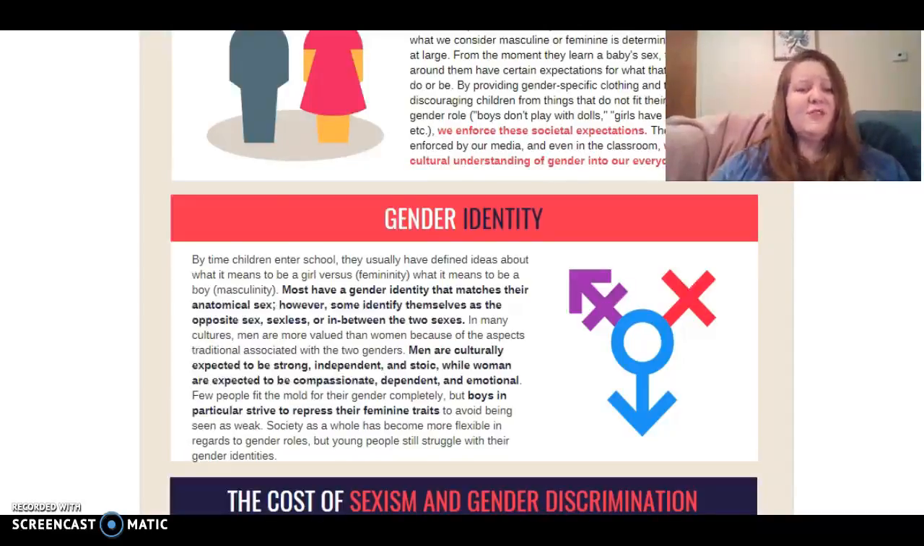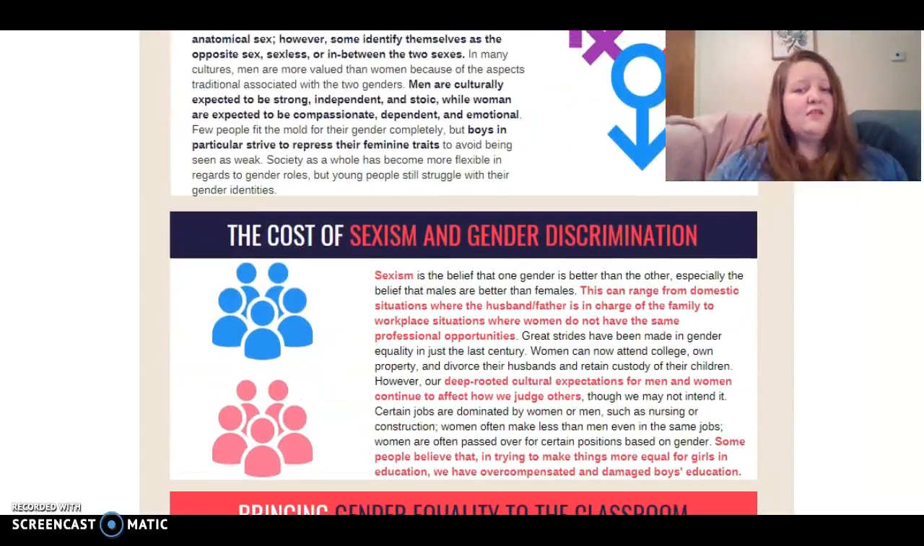In many cultures, men are more valued than women because of the aspects traditionally associated with the two genders. Men are culturally expected to be strong, independent, and stoic, while women are expected to be compassionate, dependent, and emotional. Few people fit the exact mold for their gender, but boys in particular do strive to repress feminine traits to avoid being seen as weak. Society as a whole has become more flexible in regards to gender roles, but young people still struggle with their gender identities.